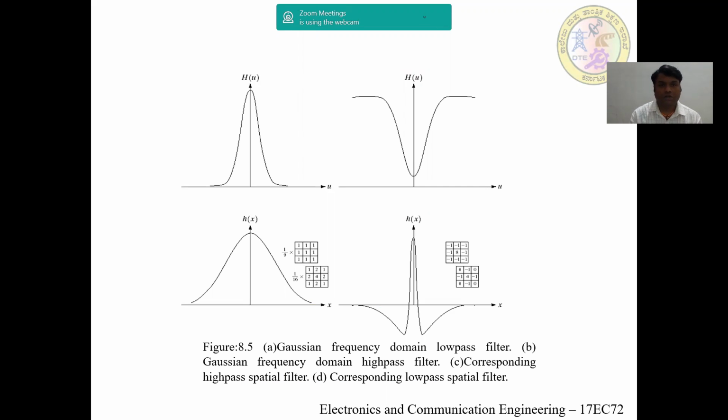Here you can see from the diagram A, the Gaussian frequency domain low pass filter. B is the Gaussian frequency domain high pass filter. C is the corresponding high pass spatial filter. D is the corresponding low pass spatial filter.